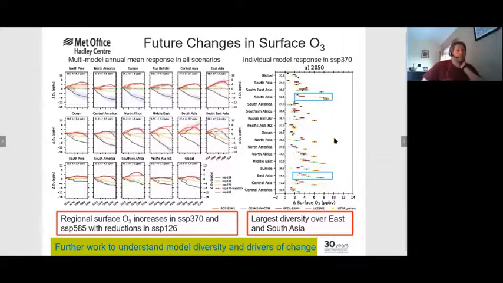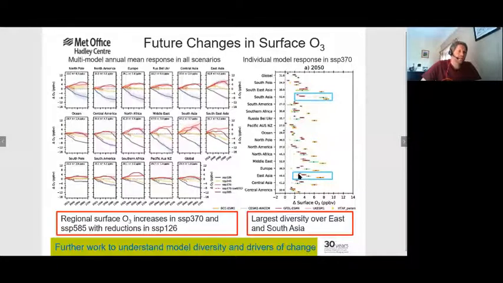And so on the right panel now, moving on, this is looking at one scenario in particular, the SSP370, because we had more data for that. And this is looking at 2050 in the time period, and looking at regions here and how they've changed in 4 different models to try and understand why the models differ over different regions. So I've highlighted 2 regions of particular interest in South Asia, where 2 models here are showing a smaller increase in surface ozone in this scenario than the other 2 models, which show quite a bit larger increase.